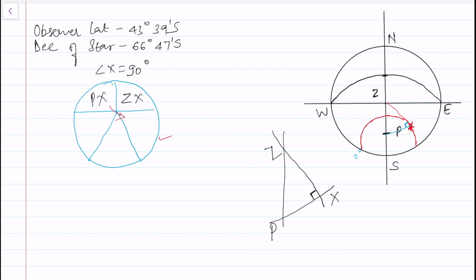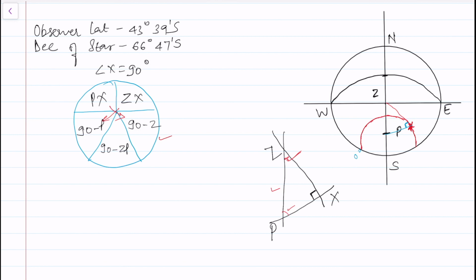So opposite to PX is angle Z, this one. So what we write is 90 minus Z. Opposite to ZX will come on this side, so opposite to ZX is angle P over here. So we write 90 minus P, and in the middle will be the side opposite to angle X, that is this one, ZP. So we write 90 minus ZP. So we have everything right now.